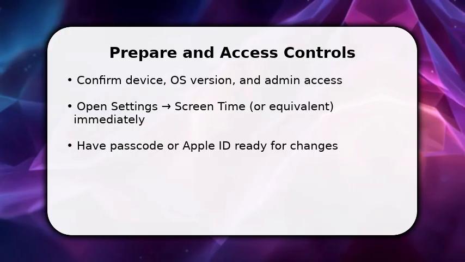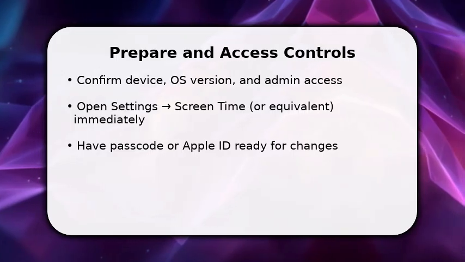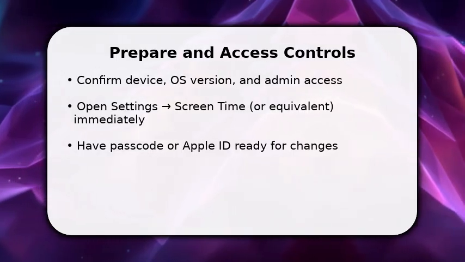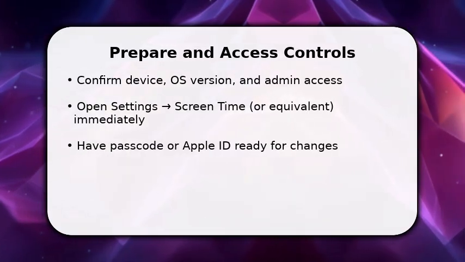Tap it and be prepared to authenticate with a passcode or your account. This step removes friction and prevents accidental lockouts. Make sure to note any current schedules so you can restore them later if desired.